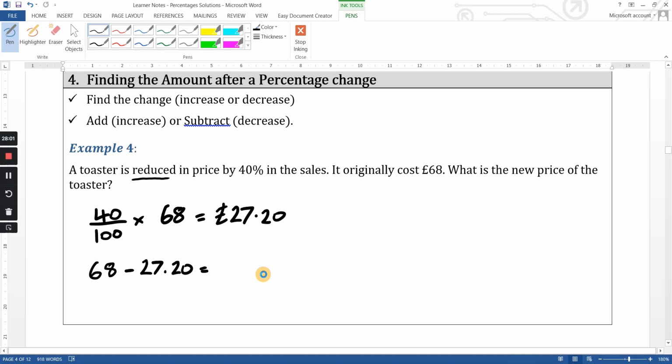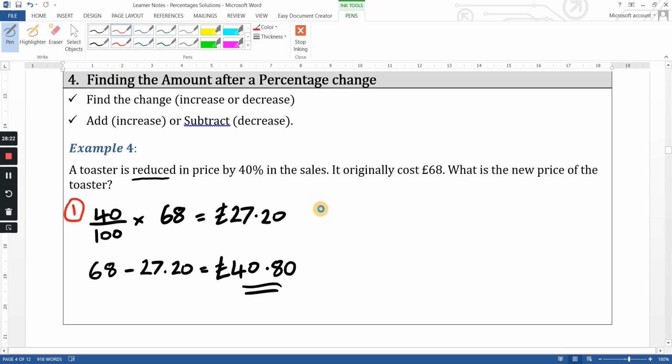So 68 minus my previous answer. And again on my calculator it looks like 40.8. You'll have to put the 0 yourself. So this is the new price of the toaster, yeah, after the discount. So that's one way of doing it.